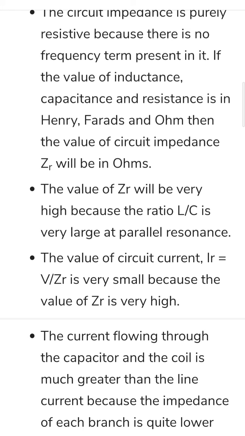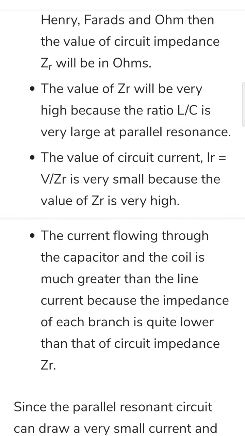The value of circuit current IR equal to V by ZR is very small because the value of ZR is very high. The current flowing through the capacitor and the coil is much greater than the line current because the impedance of each branch is quite lower than the circuit impedance ZR. Since the parallel resonance circuit draws a very small current and power from the mains, it is also called a rejector circuit.